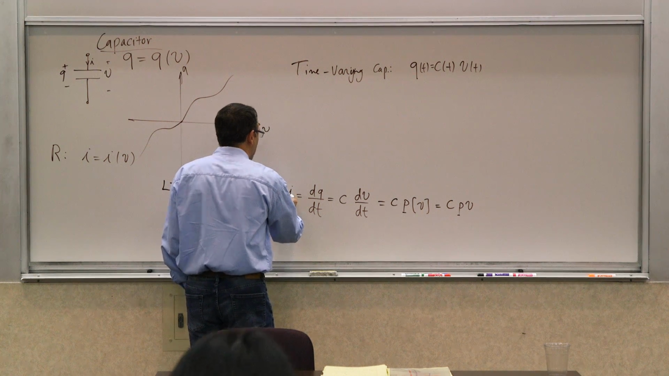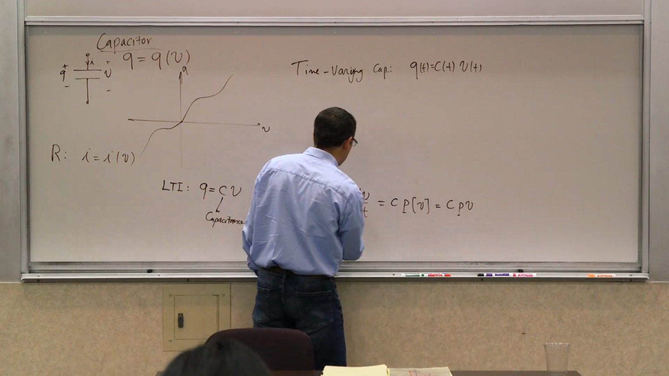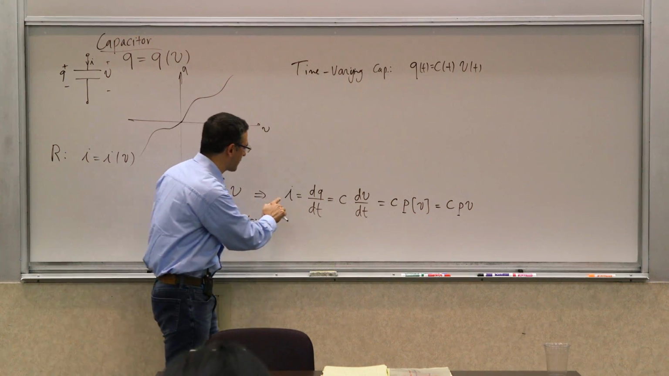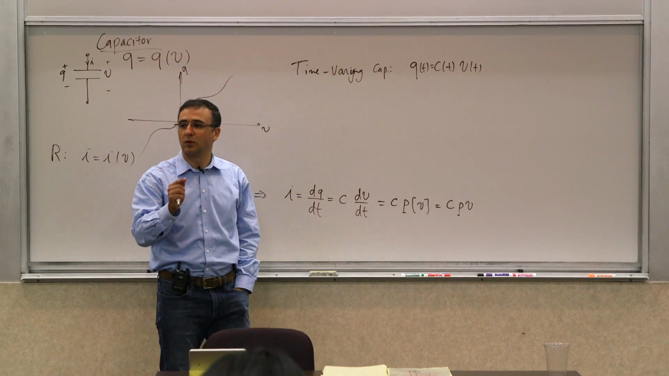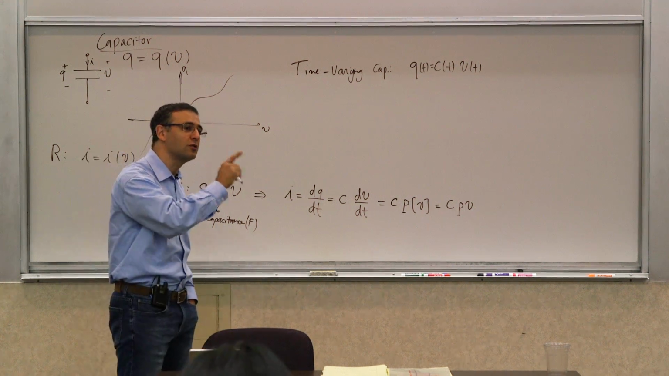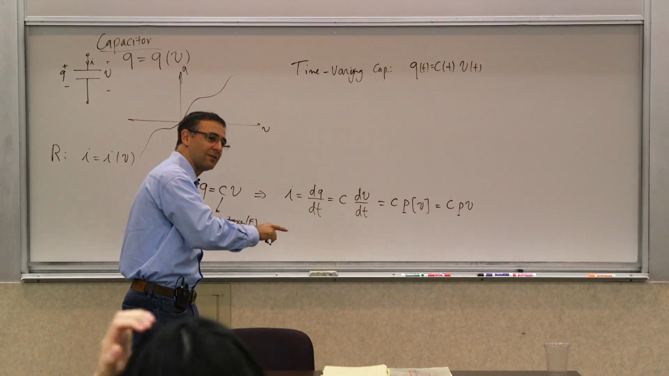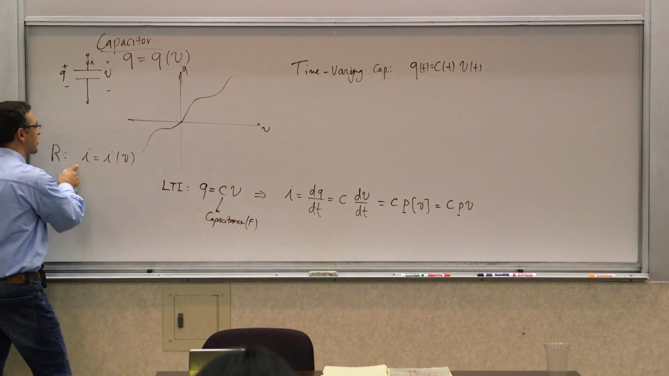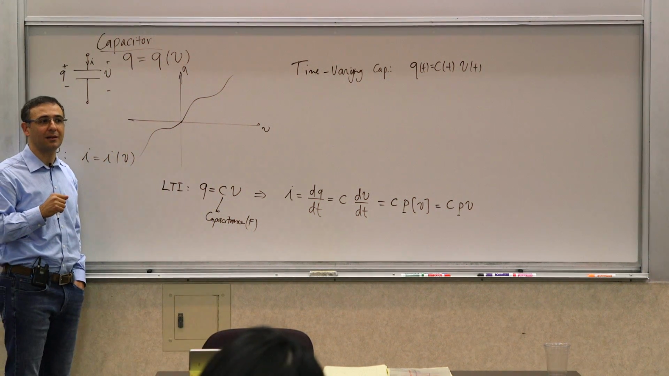So that's the relationship between the current and voltage. Unlike a resistor, where the current was proportional to the voltage, or voltage was proportional to current, in a capacitor the current is proportional to the derivative of the voltage. This is something that you cannot capture with a resistor. That's why you need a new element.